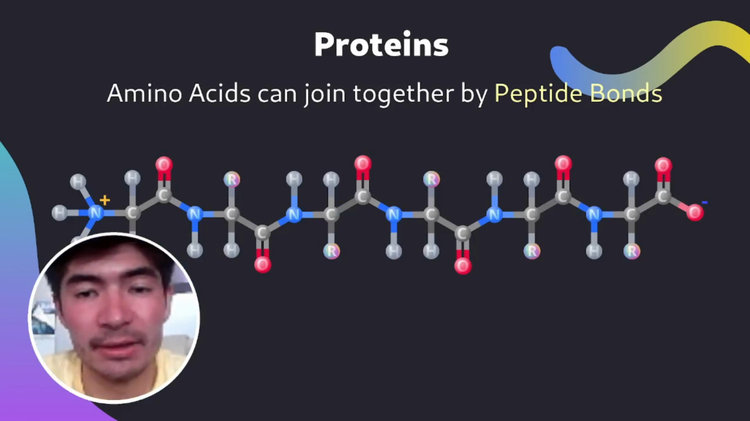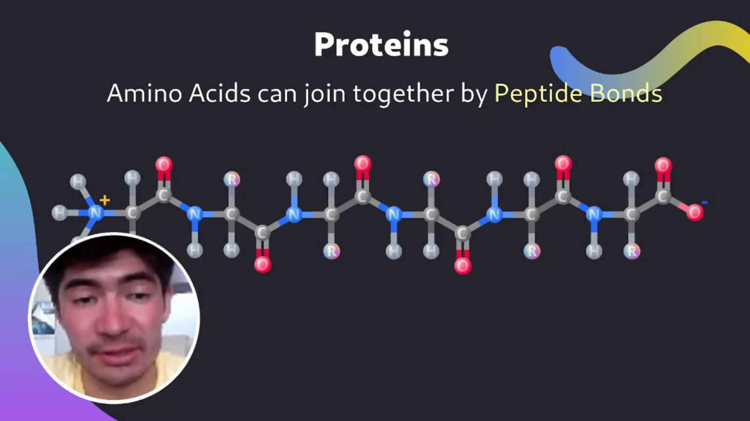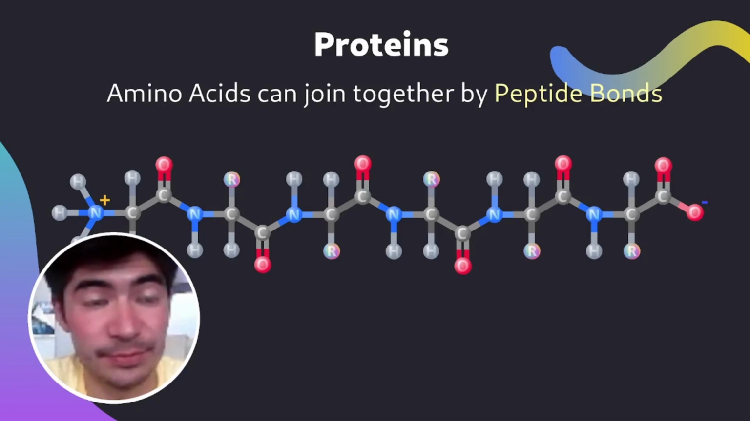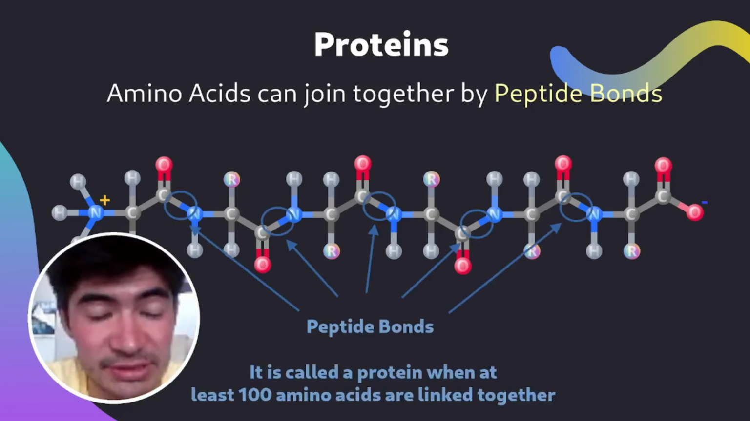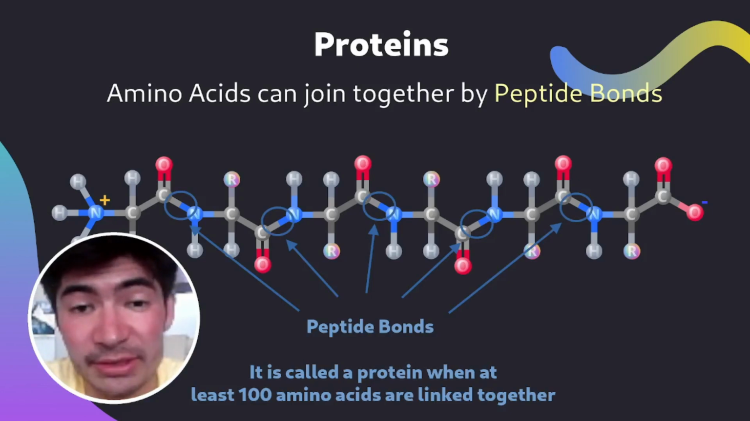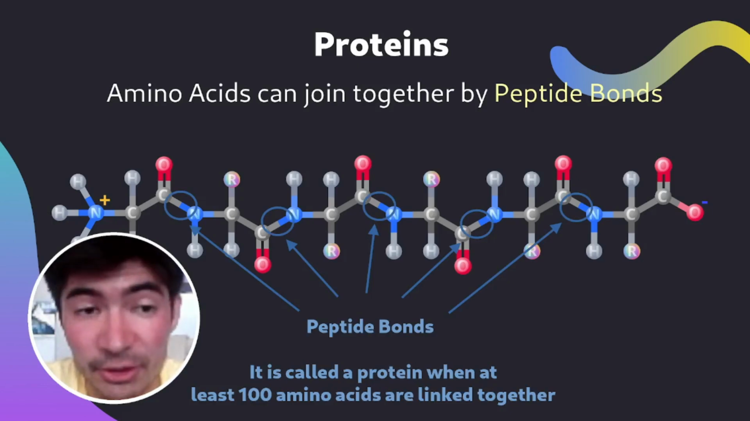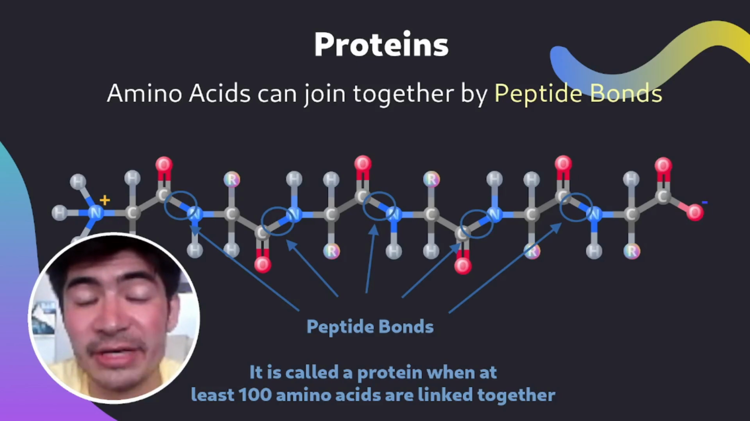So multiple amino acids can do this in a row. Like a whole bunch of them can do this, and they link up and form these long chains called polypeptides with peptide bonds between each amino acid. So as you can see here, all those are peptide bonds. And when this polypeptide chain links up and it's at least 100 amino acids linked together, that's called a protein.